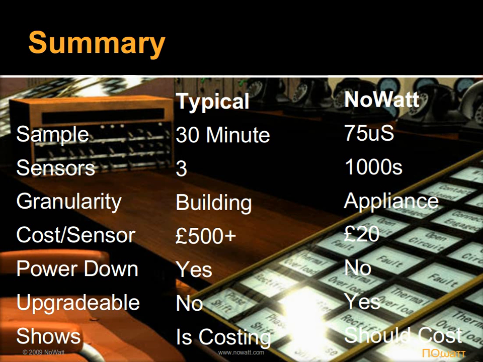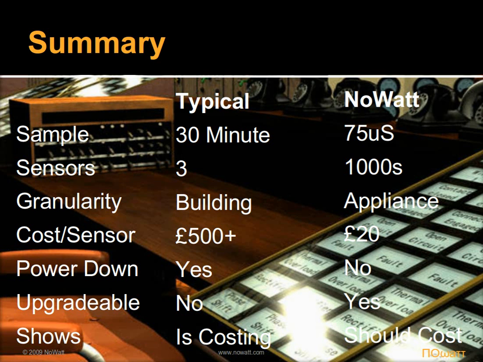So, if I can quickly summarise, the difference between NoWatt and the solutions you probably see many times before is resolution. We don't sample once every 30 minutes, we're sampling once every 75 microseconds. We don't install just the 3 sensors that fit each smart meter, we install potentially thousands of sensors in a large building. And that gives us the location resolution to know where that electricity is being used. So the granularity of our system isn't building, it's appliance.